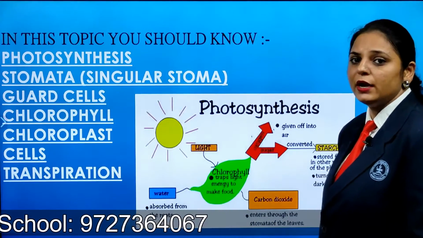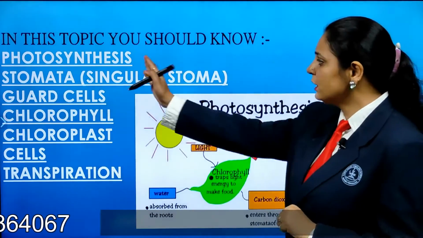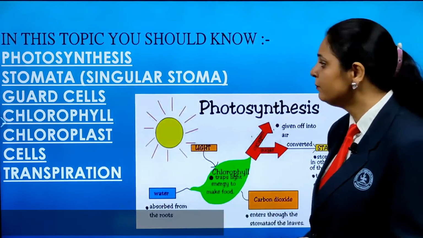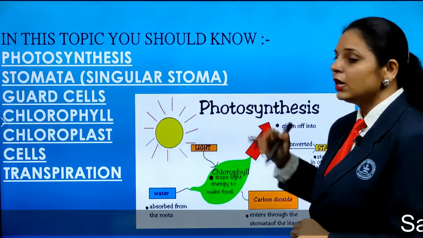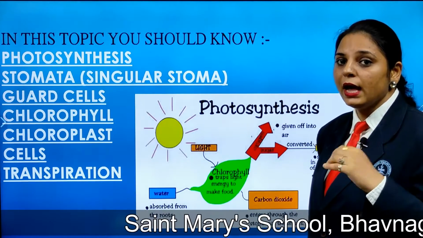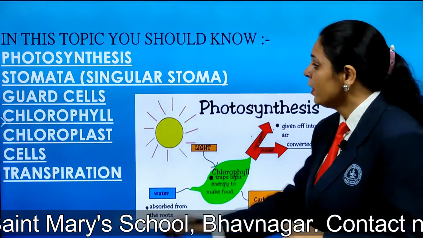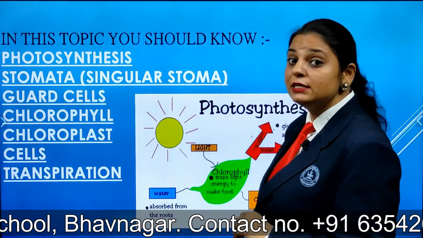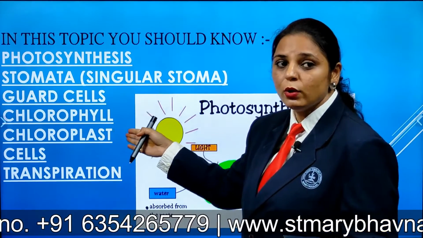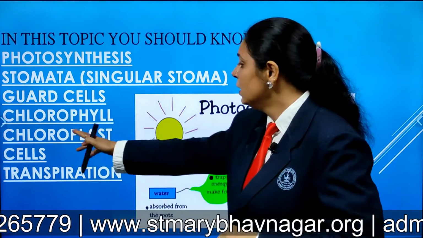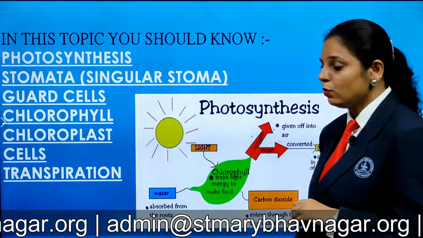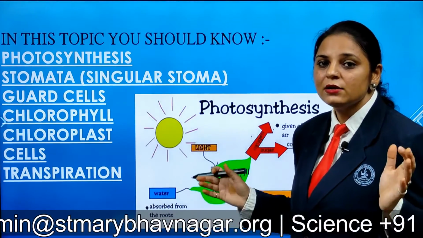These are the topics that are included and you must know about them. What is photosynthesis? Its definition, how the process goes on, then stomata, the singular name being stoma. Repeat with me, it is stoma, and the plural form is stomata. Then the guard cells, which are very amazing, we'll discuss further. Then chlorophyll. What is it? Next is chloroplast, and then cells, and what is last? Yeah, you know very well, that is transpiration.